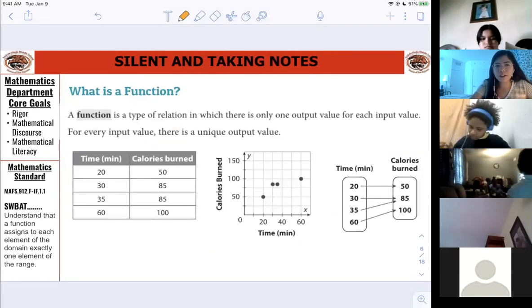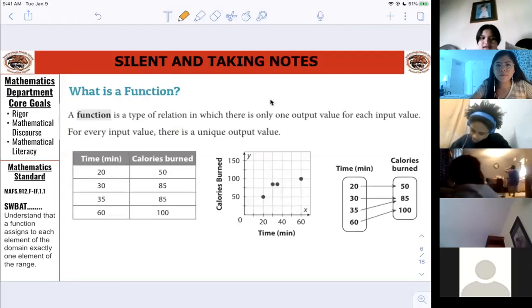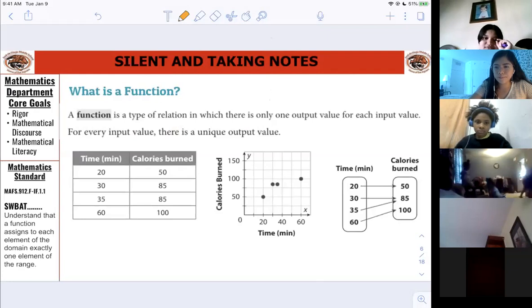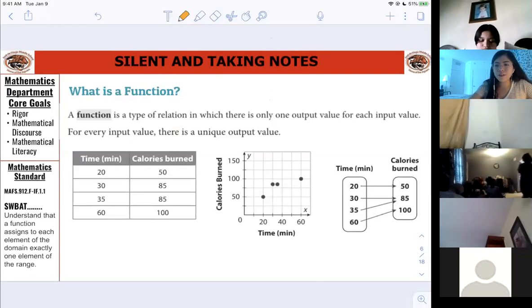So can I have a volunteer read for us the definition of a function? A function is a type of relation in which there is only one output value for each input value. For every input value, there is a unique output value. Perfect. Okay. So this is a very, very important definition, and it might not make a lot of sense right now. However, this is going to come back over and over again. So it's very important that we write it down and we memorize this one. You might not understand what it means yet, but you will by the end of class.